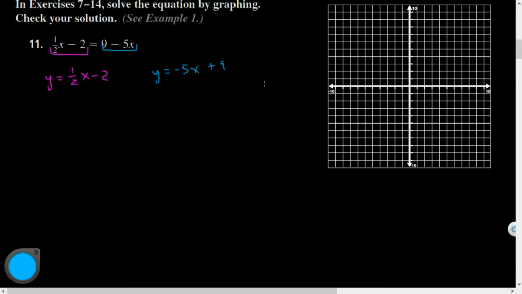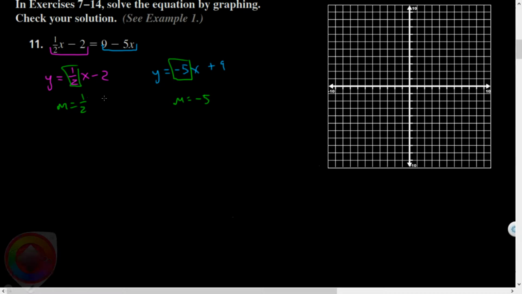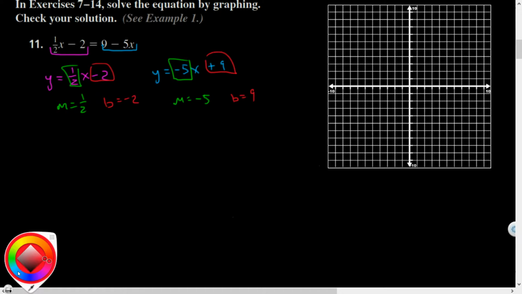If I put it in y equals mx plus b form, I'm just putting the x and the slope first. As far as graphing these, the slope of this one would be 1/2. The slope of this one would be -5. And the intercepts, b would be -2, and over here, b would be positive 9. All right, so let's graph both of those. I'm assuming I gave myself enough space.